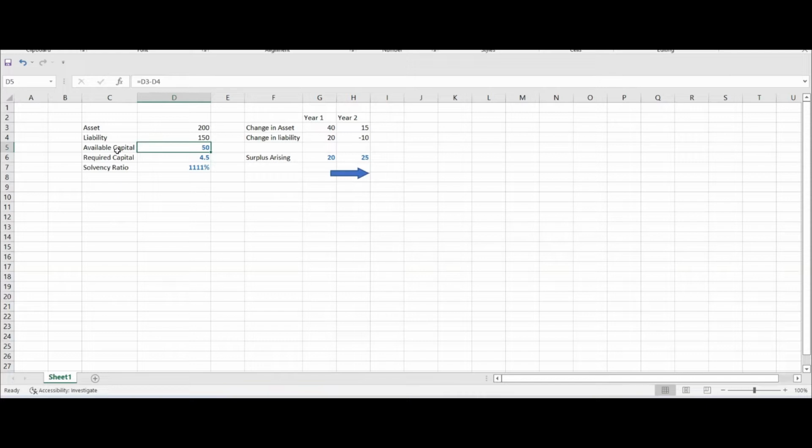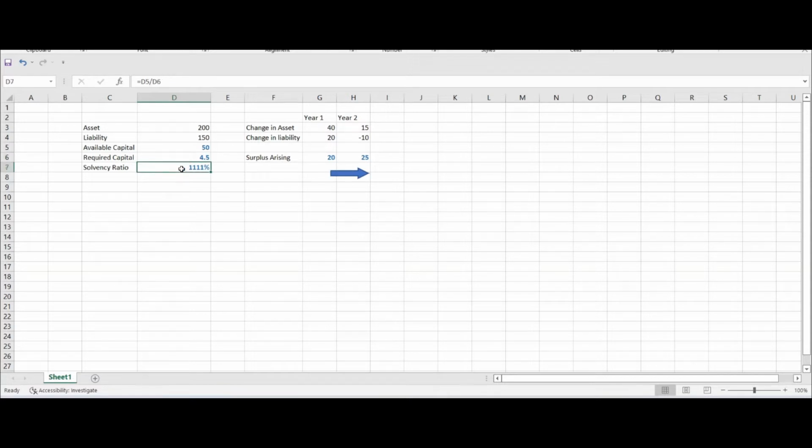We have also seen the factor based method in our ALSM video. So here I've taken a simple example of the factor based method. What I've done is liability is 150. 3% of the liability would be required capital, right? It can be different. It can be based on sum at risk. It can be based on reserve. I have just made an assumption here.